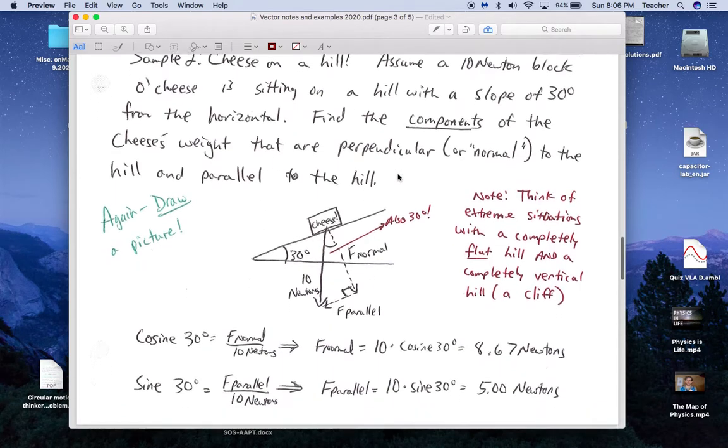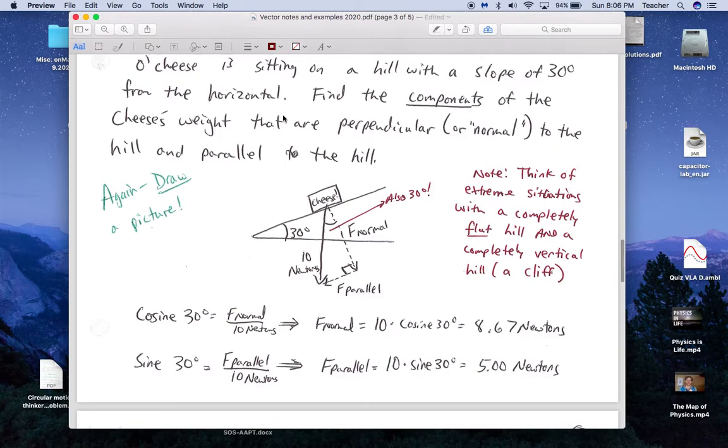I want you to find the components, or parts, of the cheese's weight that are perpendicular to the hill. That's sometimes called a normal force in physics. Normal means perpendicular. And then the component that's parallel to the hill. Now, I want you to understand this, so first of all, I've got to draw a picture. So here's my picture. That's my hill, 30 degrees. Cheese is on the hill. And gravity is going to act straight down.